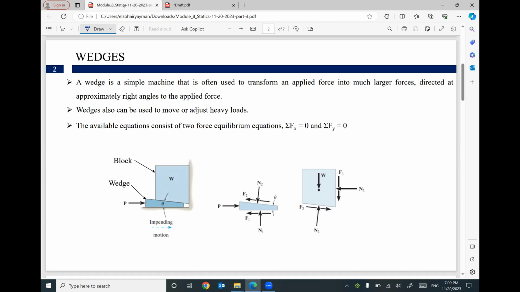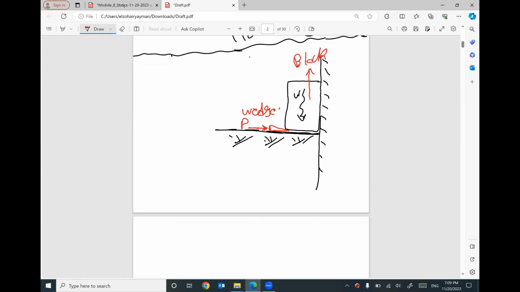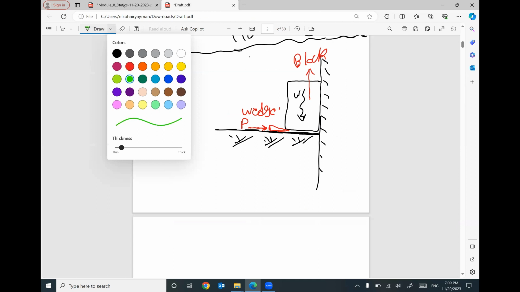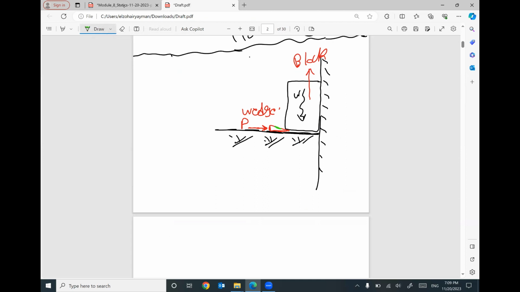And we have another part which is talking about flat belts. Wedges also can be used to move or adjust heavy loads. Keep in mind, most of the time we are going to use two equations of equilibrium, summation Fx equals 0, summation Fy equals 0. But be careful. When you are pushing this wedge with the force P, we have a contact between this surface and this surface.